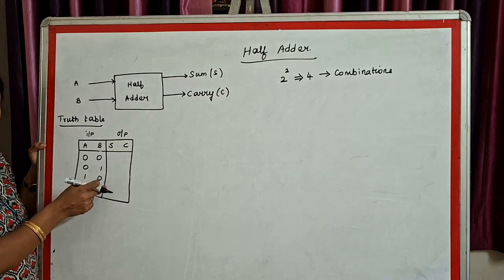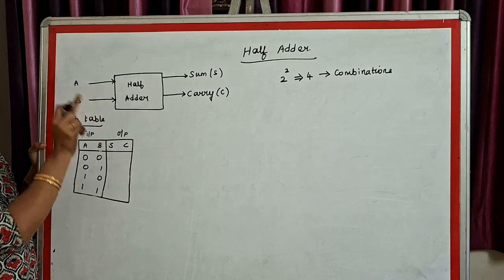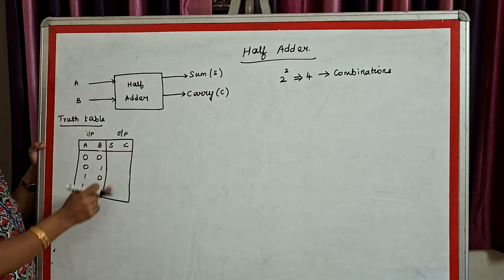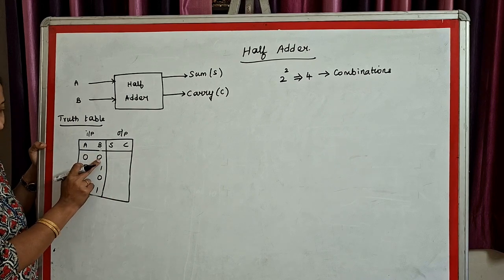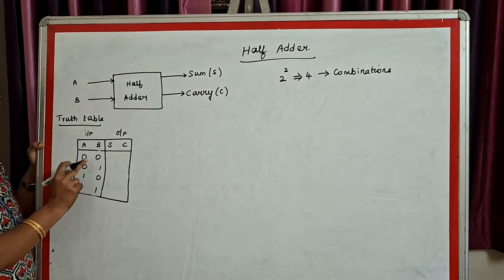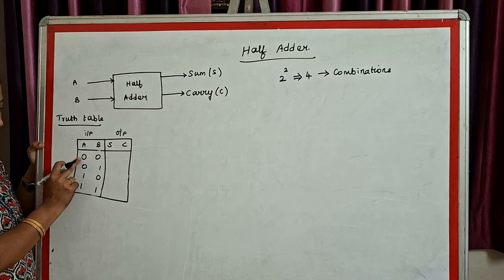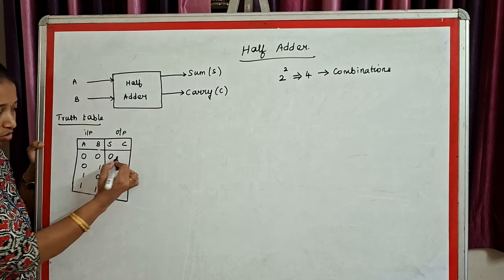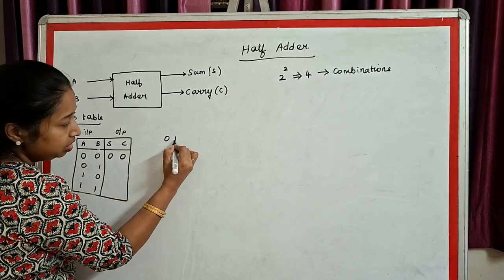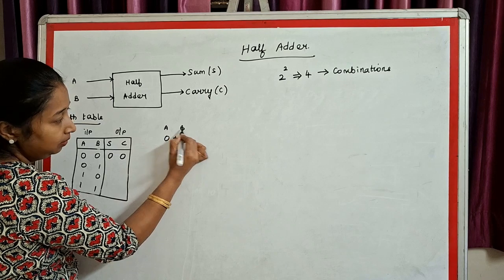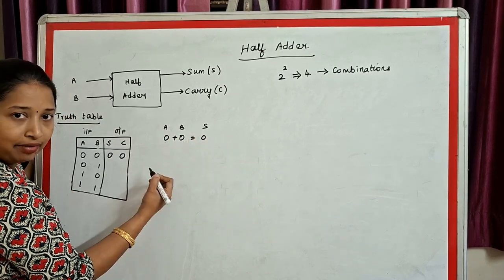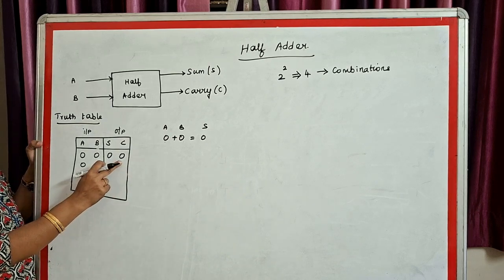And how do you find the sum? I told you half adder is nothing but the normal addition of 2-bit numbers. That will give you the sum. So 0 plus 0. I've got two inputs here, so do the addition of both the inputs. 0 plus 0 is 0. And do I have a carry here? No, I don't have a carry. This is A and this is B. 0 plus 0 is 0. This is my sum. Do I have a carry? No, I don't have a carry, so I put 0 here.